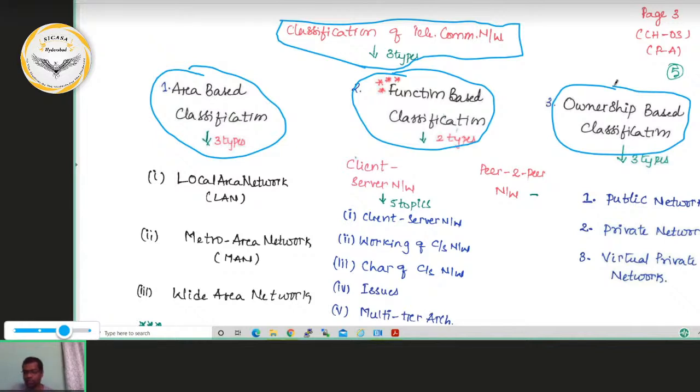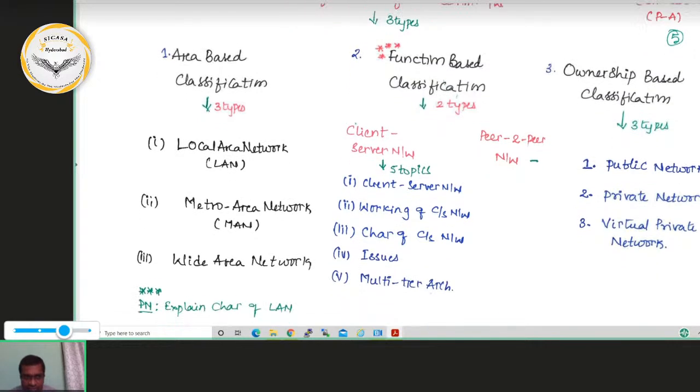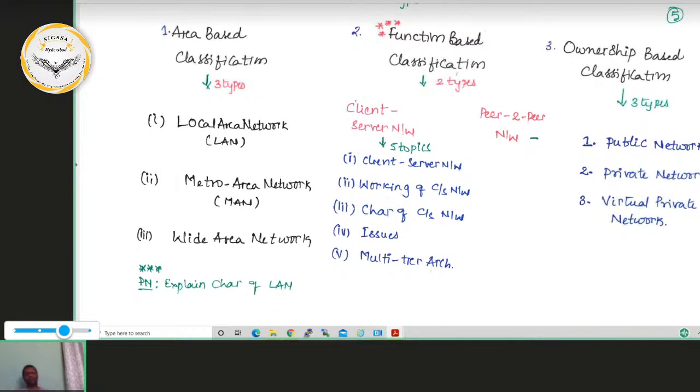So what do you mean by area based classification? If you are classifying the networks depending on the geographical area, it is called area based classification. This area based classification is further divided into 3 types. First one is local area network, second is metropolitan area network, and third one is wide area network. So area based classification is classified into 3 types.